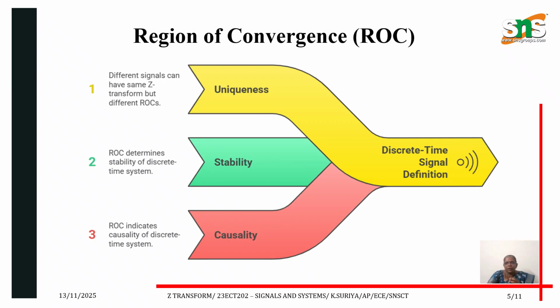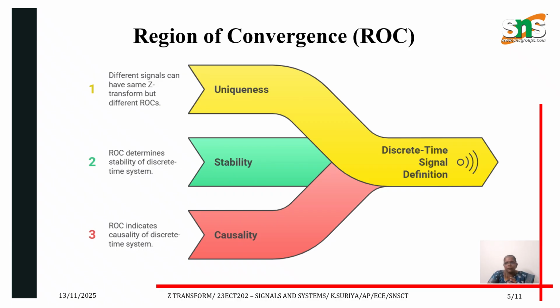So next we will see what is region of convergence. It is a crucial aspect of the Z transform. It is the set of values of z for which the Z transform converges. That is, the summation in the definition converges to a finite value. So ROC is typically a ring or disk in the complex Z plane, which is centered at the origin.